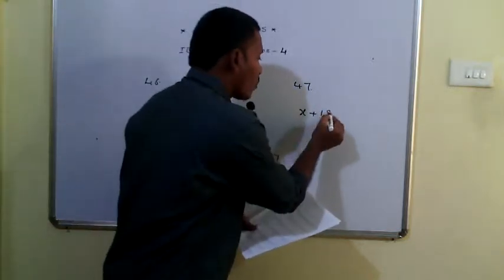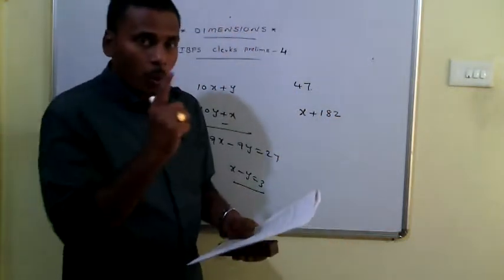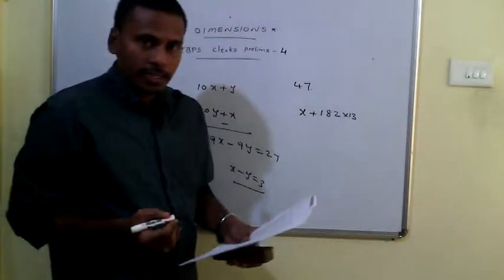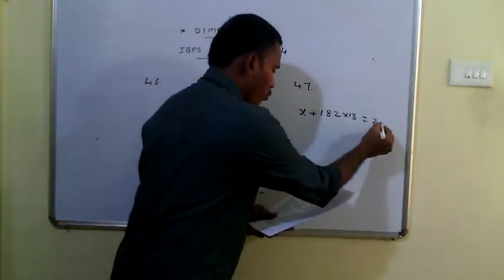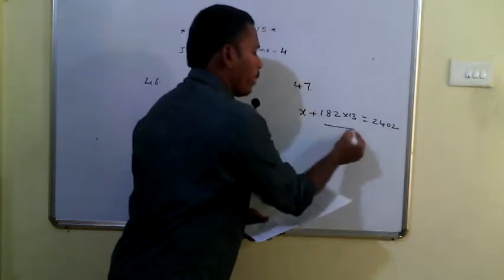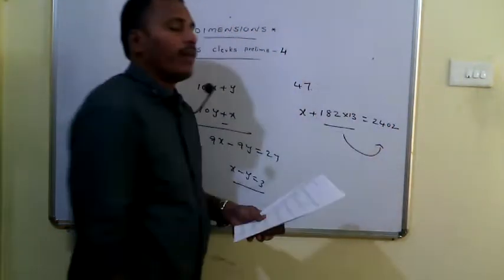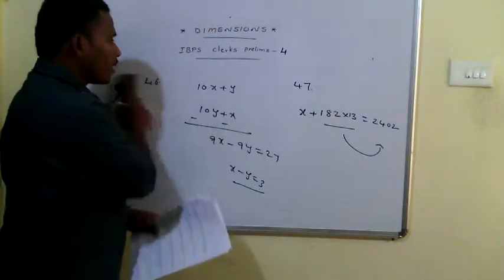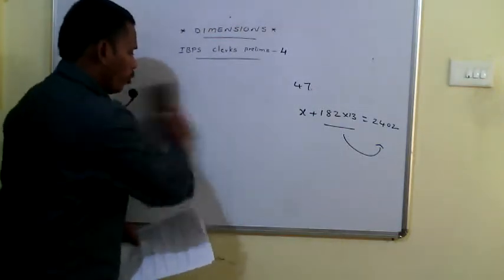For these 182 kilometers, for 1 kilometer the cost is 13. So 182 into 13 is the price. The total value is equal to 2402. Multiply it, do the subtraction, and get the value of x as 36. Okay, that was your answer. Then coming to the 48th problem.